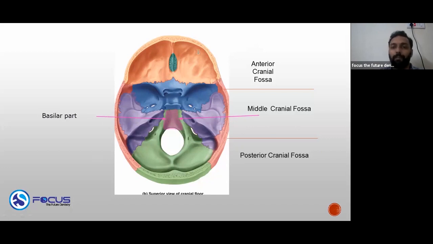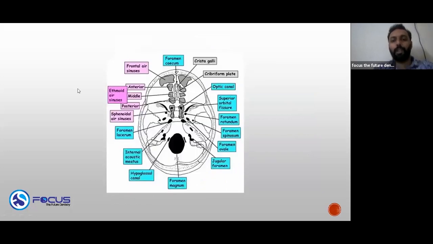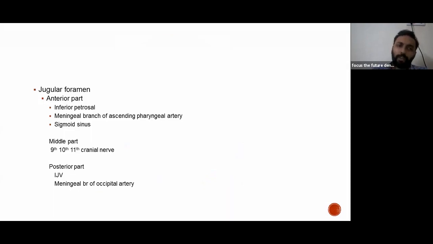Now middle cranial fossa I'll discuss separately some other time, during the time of sphenoid bone. So that completes your anterior cranial fossa and posterior cranial fossa. We have covered the structures in the posterior and anterior cranial fossa. I've not talked about air sinuses, that I'll talk later. Okay, so what are the contents of jugular foramen?